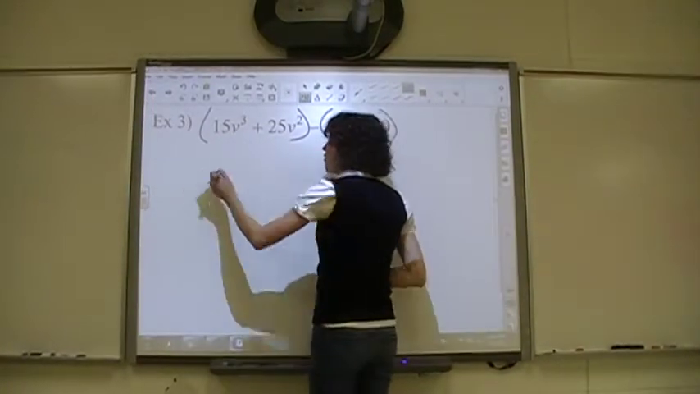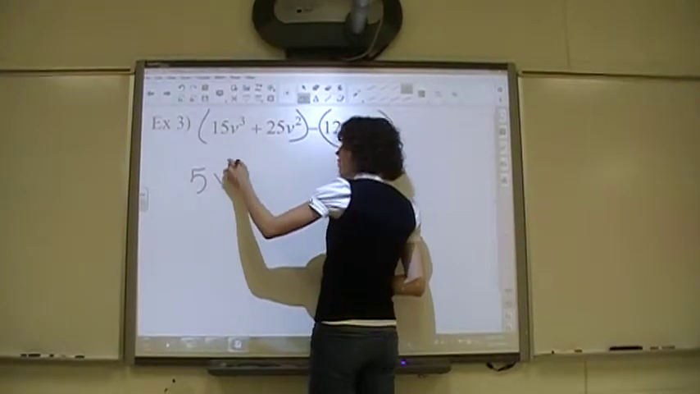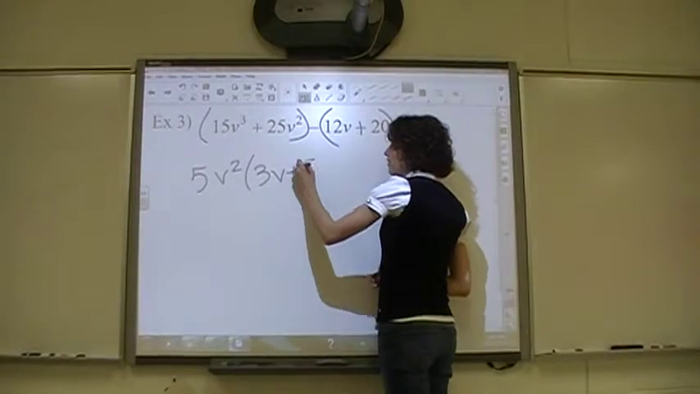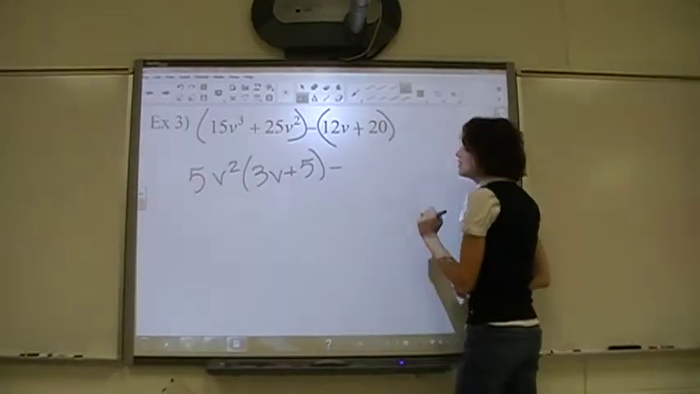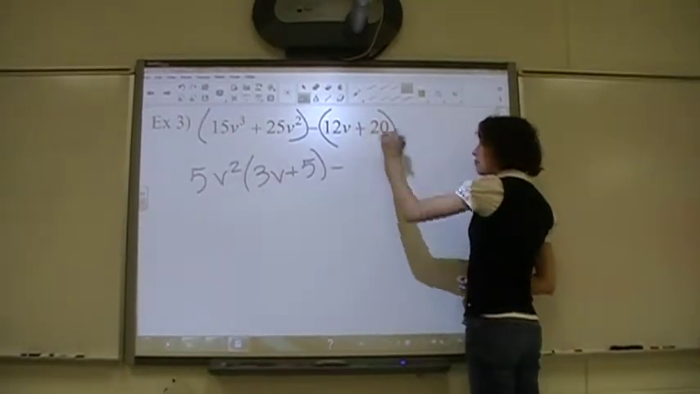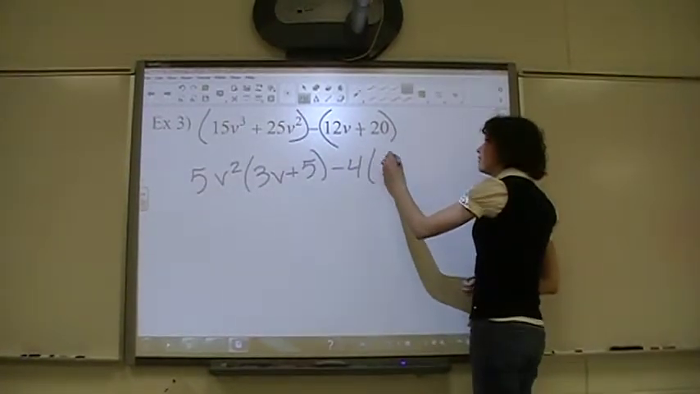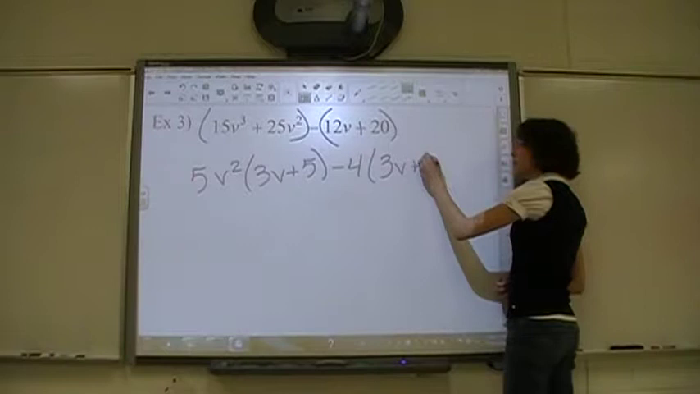You take a 5v squared out, and you're left with 3v plus 5. Bring down your minus sign. You can take, out of both of these, you can take out a 4. So if you take out a 4, you're left with 3v plus 5.